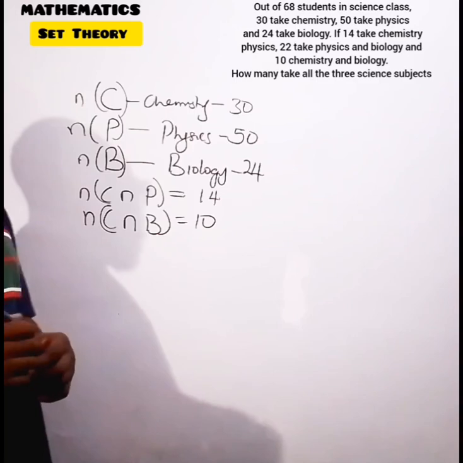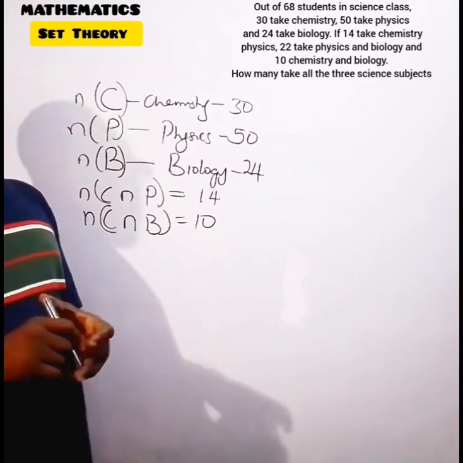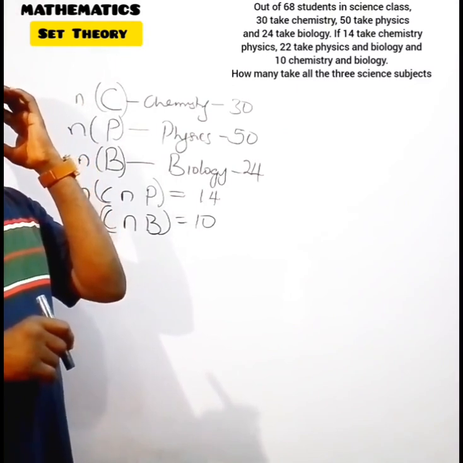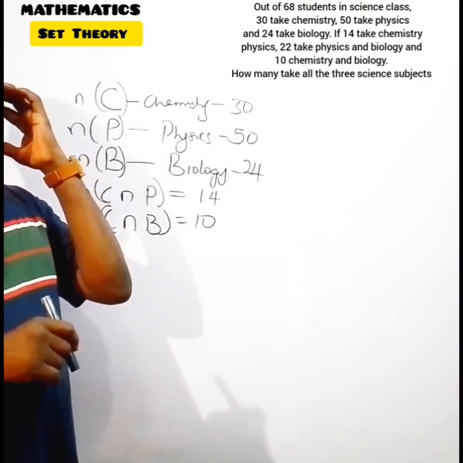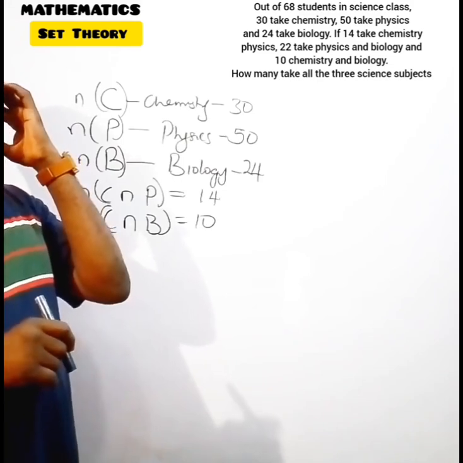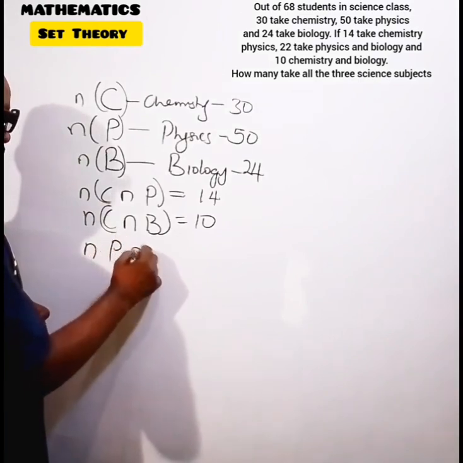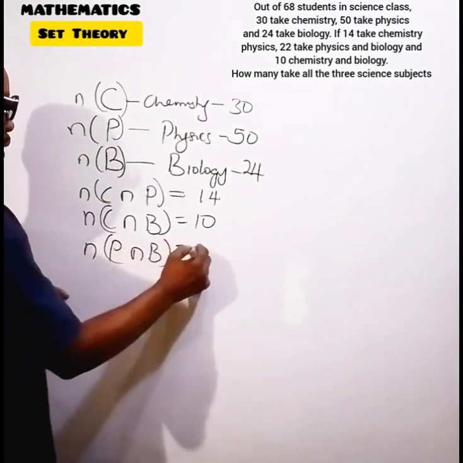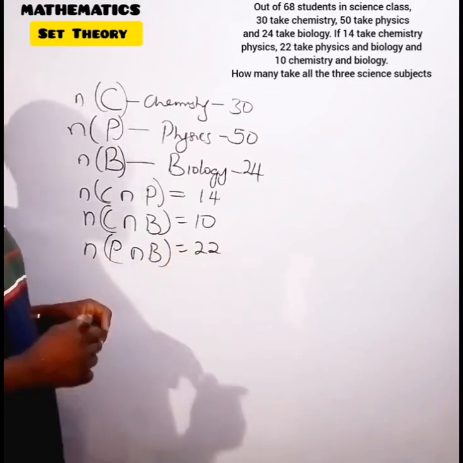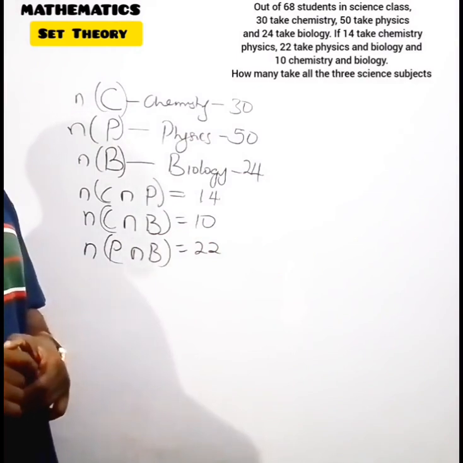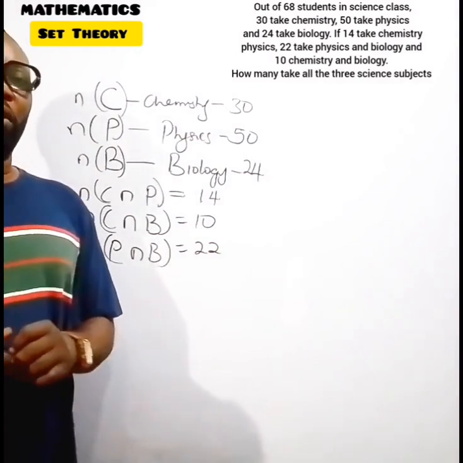And what else do we have? 10 take chemistry and biology. We have 14 take chemistry and physics. 22 take physics and biology. The number of physics intersection biology is equal to 22. We are now asked how many students take all the three subjects.